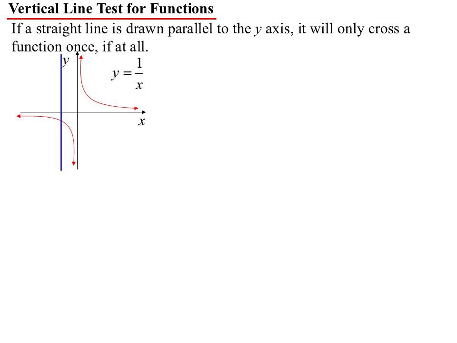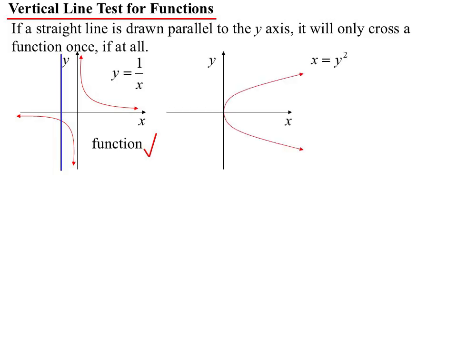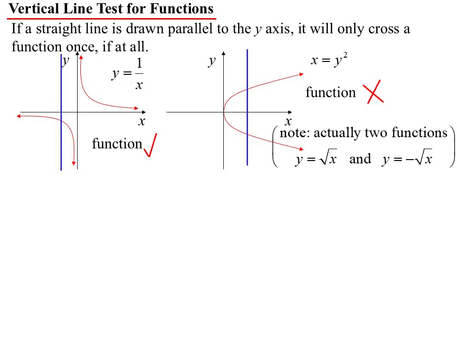But that's fine. That's all right. It just can't cut it more than once. So yes, that is a function. Parabola on its side, x equals y squared. No, because I could draw a vertical line in and it cuts it twice. So if we know the picture, it becomes very easy to tell whether something is a function or not. Actually, this last one here is made up of two separate functions that are joined together. y equals the positive square root of x and y equals the negative square root of x.